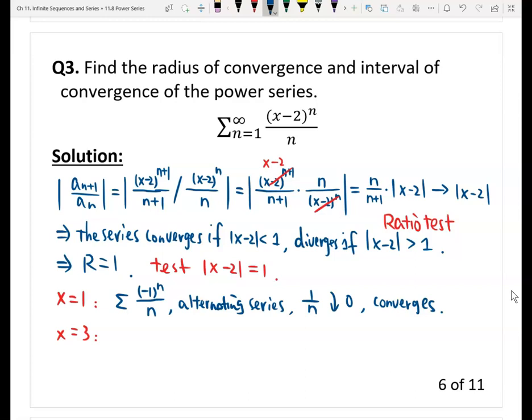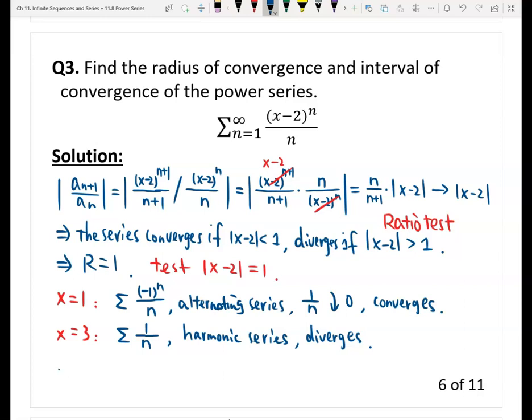How about x equals 3? When x equals 3, we plug in, and 3 minus 2 is 1. So what do we have? We have this series now, 1 raised to any power is 1, so 1 over n. What's this series? Harmonic series. Good, we get a harmonic series. Of course, it diverges. Therefore now we know one endpoint converges and one endpoint diverges.